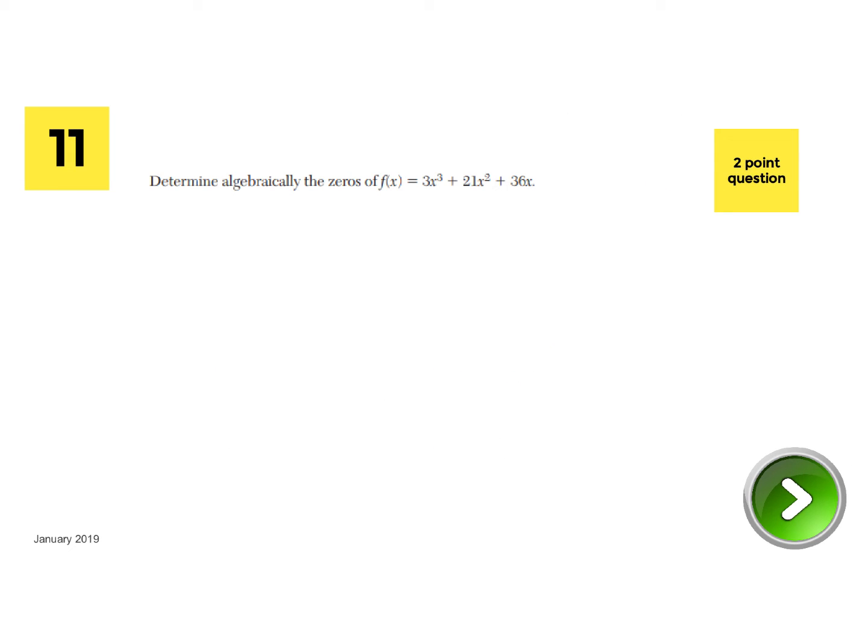So determine algebraically. This is another way of saying, hey, you gotta find this without your calculator. You can't just graph it. You can check it with your graph. So keep in mind you can check with a graph. You can even use the graph as an assist if you have trouble with factoring. However, the thing that should jump out to you is you need a GCF.